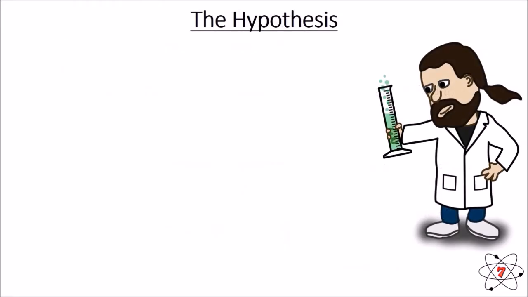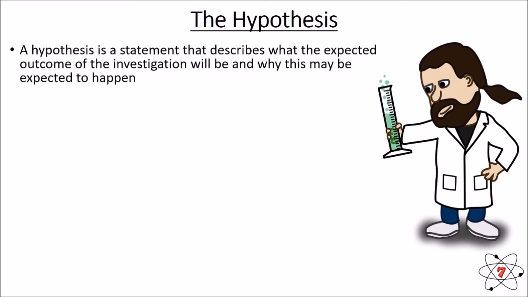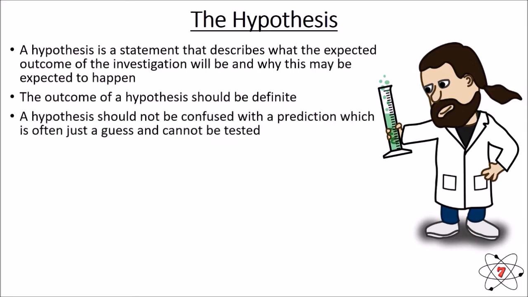The hypothesis is a statement about what we think is going to happen in any investigation and why we expect it to happen. The outcome of any hypothesis should be definite. We should use clear language. There should be no ambiguity about what we think is going to happen. We shouldn't confuse a hypothesis with a prediction. A prediction infers it's a guess and cannot be tested. A hypothesis can always be tested.